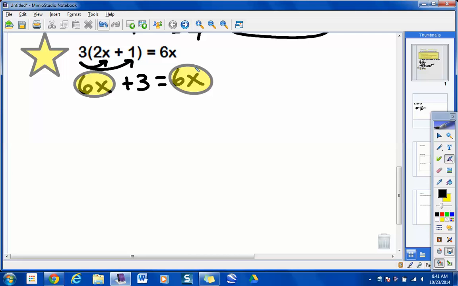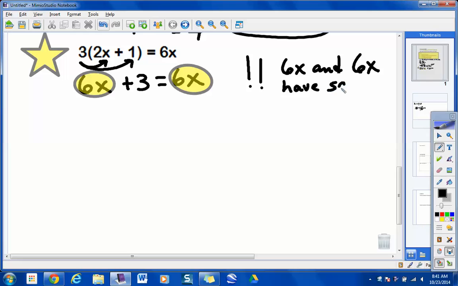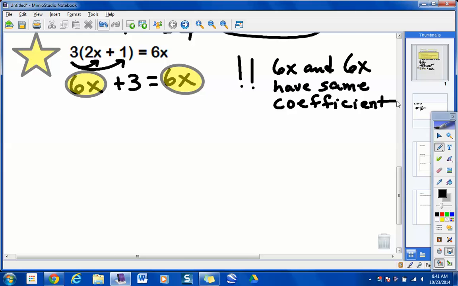That it's gonna be the same. Well, we don't know yet, okay? But the thing I'm trying to alert you to is the following. 6x and 6x have the same coefficient, that's the word, so you want to write that down. This can be troublesome when you have variables on both sides with the same coefficient.